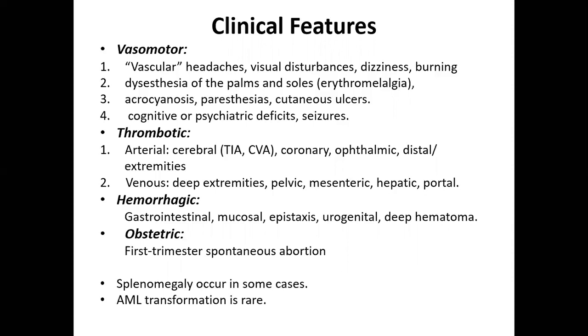The venous thrombotic complications may affect the lower limbs or unusual sites like portal veins and mesenteric veins. Hemorrhagic manifestations include bleeding from the GIT or from the mucous membranes, and obstetric manifestations may include first trimester spontaneous abortion. Some of the patients may develop splenomegaly, but rarely it reaches a large size, and transformation into acute myeloid leukemia is a rare event.